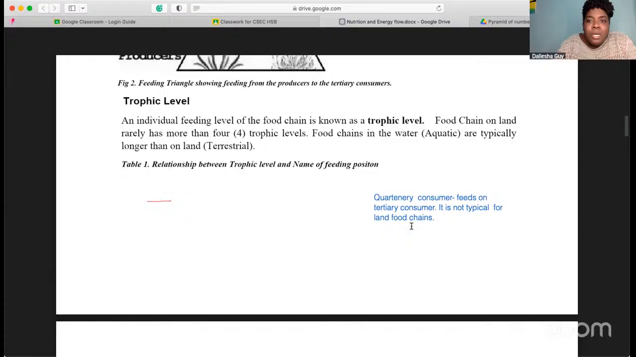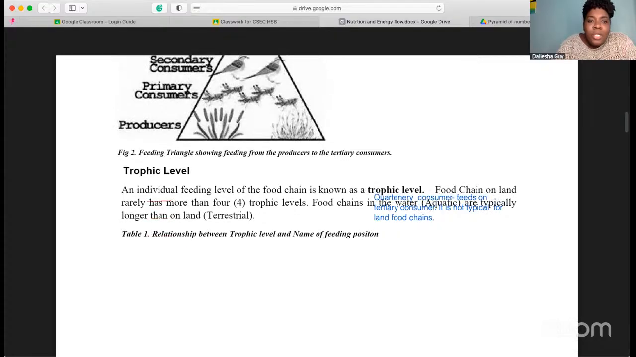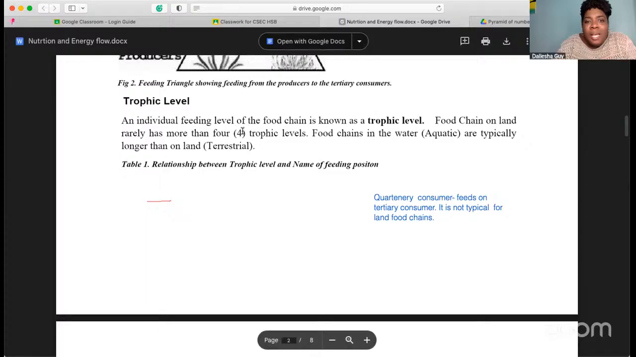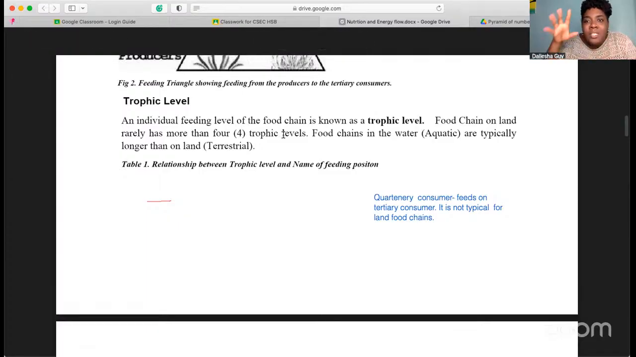And it is because energy tends to run out before you get to the quaternary consumer. We're going to explain that as we go along, right? So on land, we tend to have about 4 trophic levels, but in the sea or the ocean, they can have more. They tend to have longer food chains. So note that they can actually compare trophic levels on land versus water.